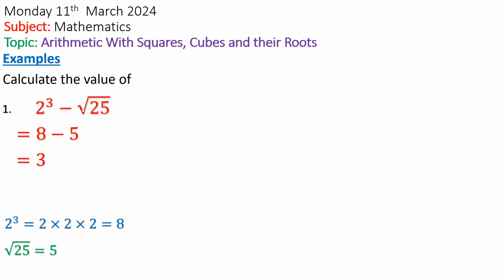Then we have to minus it from the square root of 25, which is 5. So 8 minus 5 is going to be 3, and that's how we get 3.